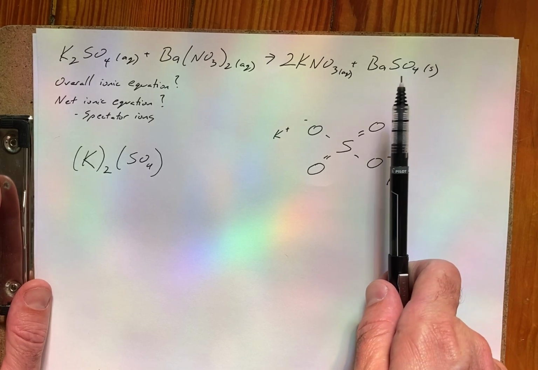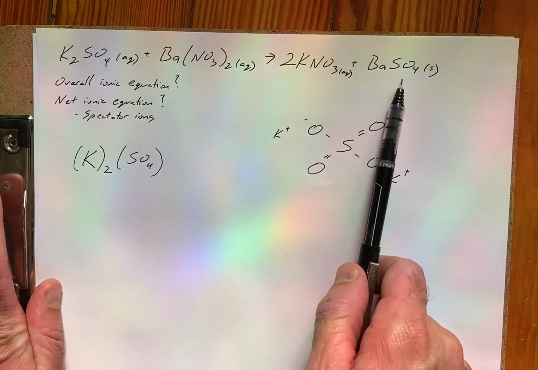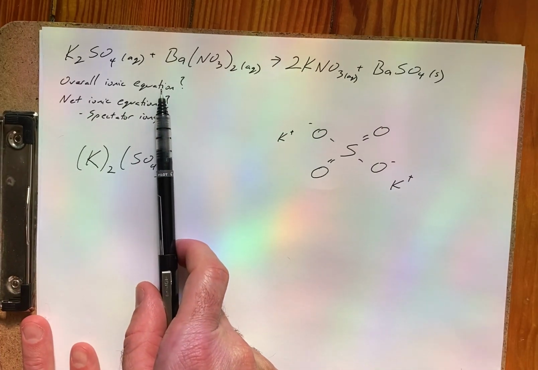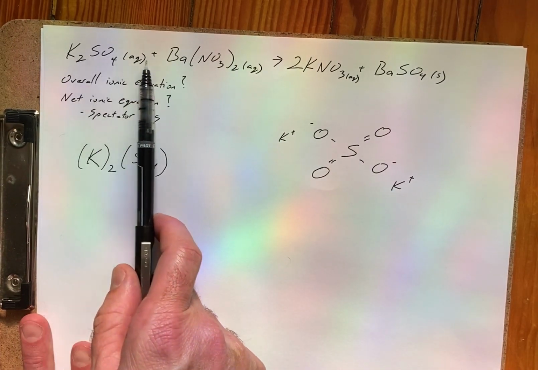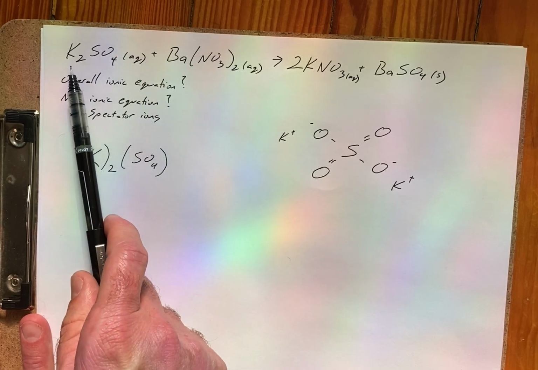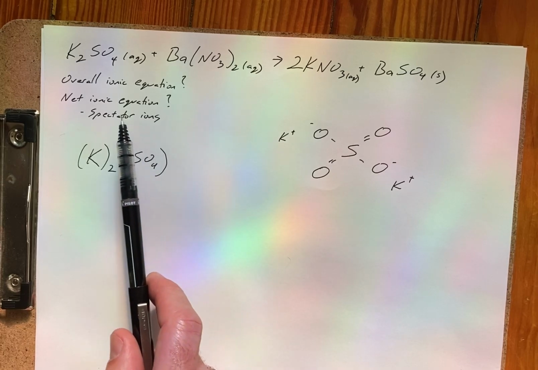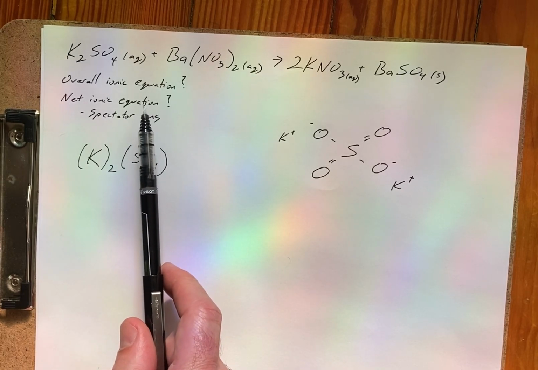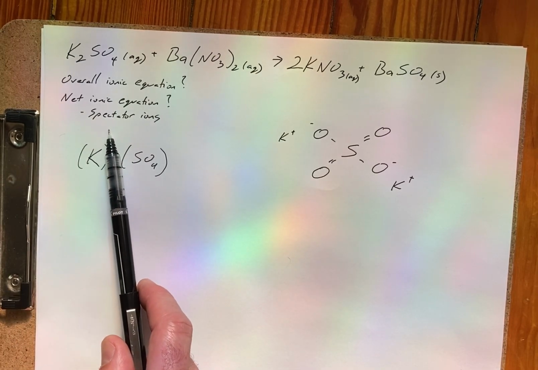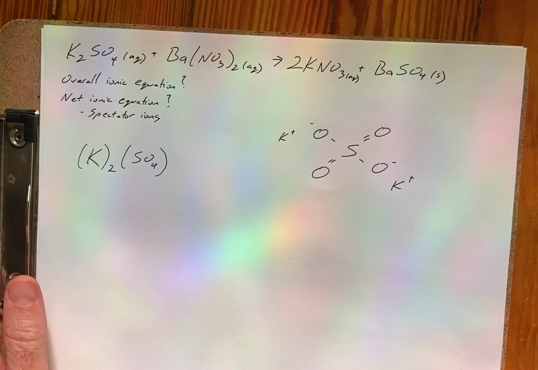which will precipitate out. We are going to rewrite this as an overall ionic equation, which will show how these compounds are actually dissolved in the water. And we're going to use that to determine the net ionic equation, during which we'll also be identifying spectator ions.